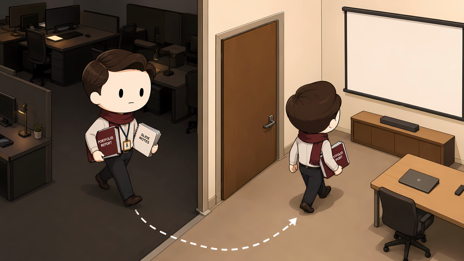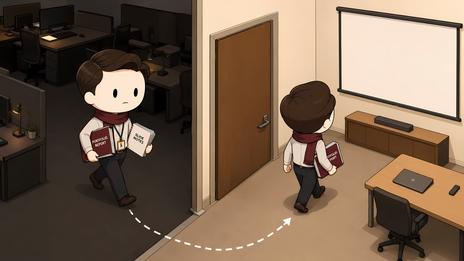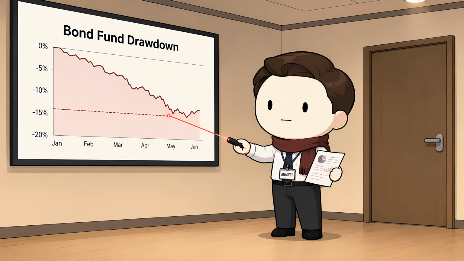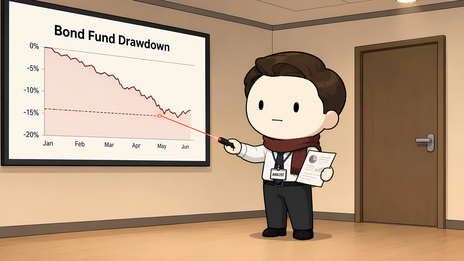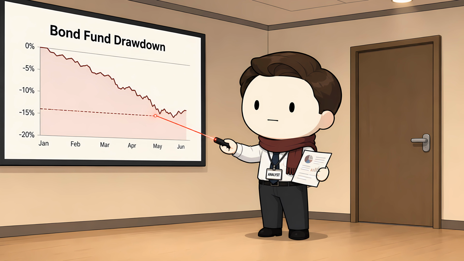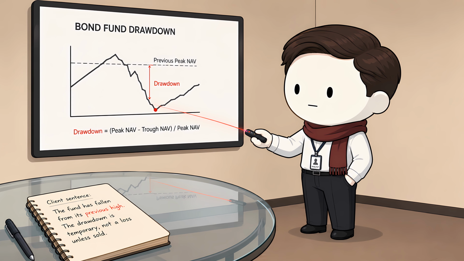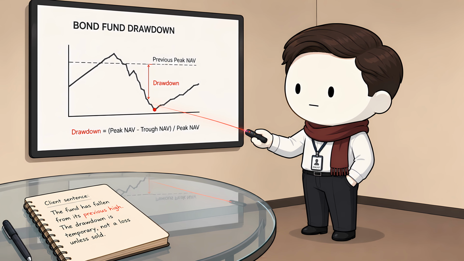You move into the small internal room to rehearse the loss explanation. In the small internal room, you aim the laser pointer at the bond fund drawdown diagram. You repeat the drawdown explanation until the red line becomes a client sentence.